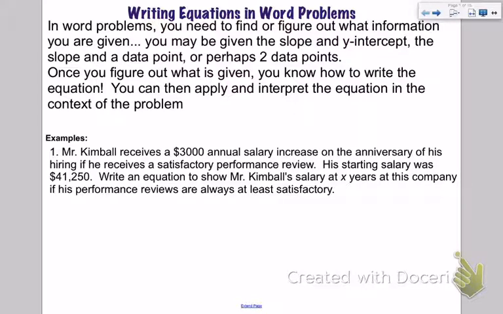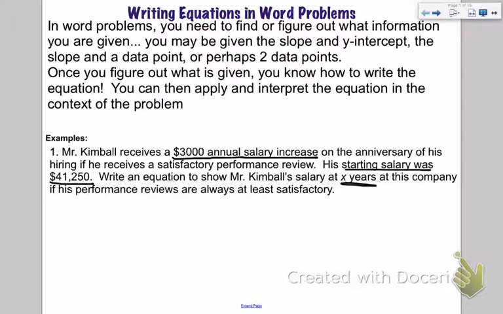So in the first example, Mr. Kimball receives a $3,000 annual salary increase. So I'm going to underline that because it seems important. On the anniversary of his hiring, if he receives a satisfactory performance review. His starting salary was $41,250. Write an equation to show his salary at X years if he's always satisfactory.